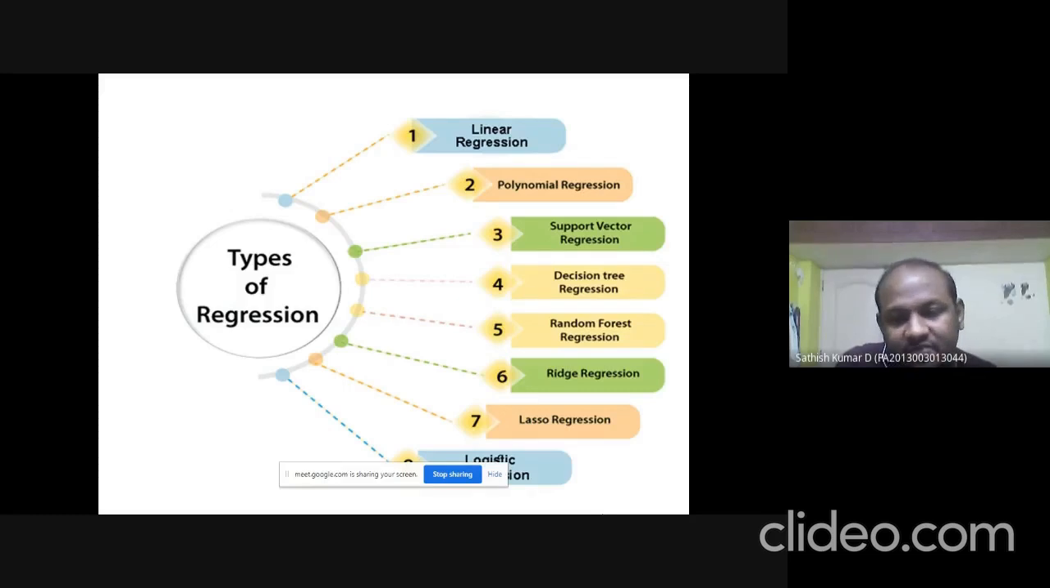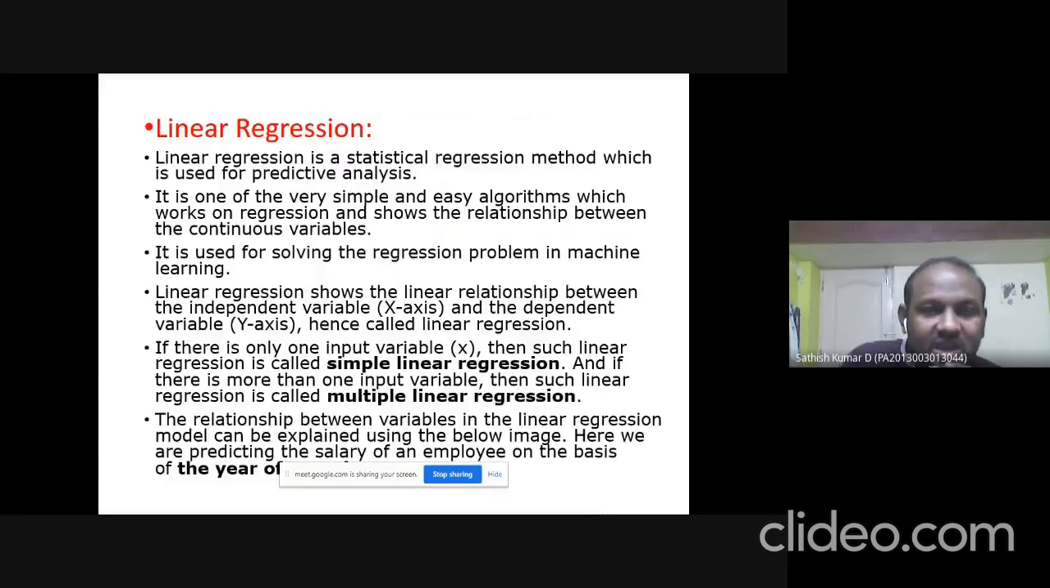Diagram shows the types of regression. First, linear regression. Linear regression is a statistical regression method which is used for predictive analysis. It is one of the very simple and easy algorithms which works on regression and shows the relationship between continuous variables. It is used for solving the regression problem in machine learning.